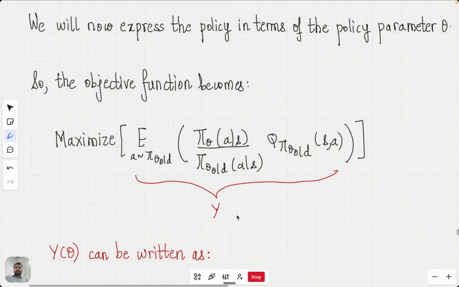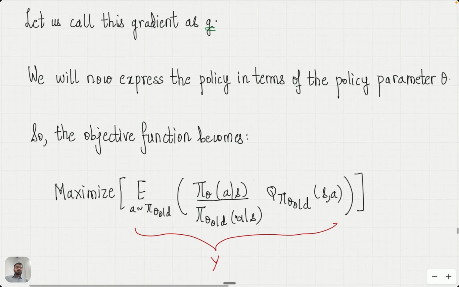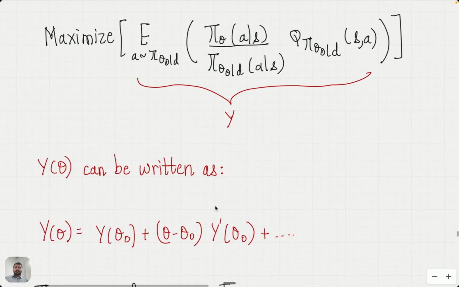Now, let's see what people do to solve this. Since we know that pi theta is not going to differ that much from pi theta old, people use a Taylor series approximation for this expression. What does a Taylor series approximation look like? Taylor series says that you can write a function Y of theta as Y of theta 0, plus theta minus theta 0 into the derivative at theta 0, plus theta minus theta 0 squared by 2 into the double derivative, etc. So the series goes on.